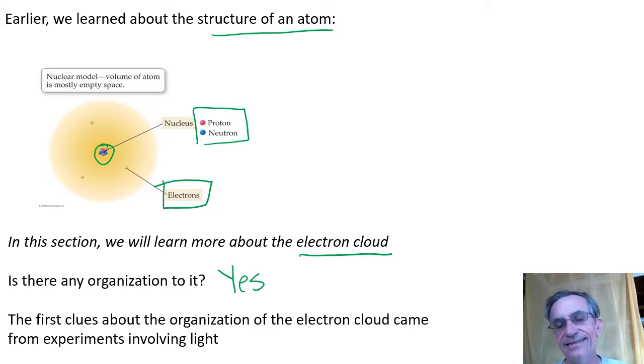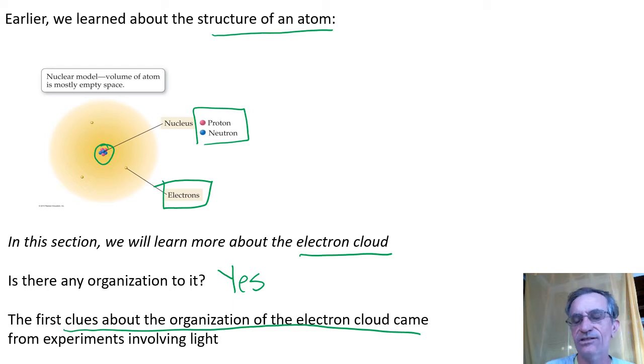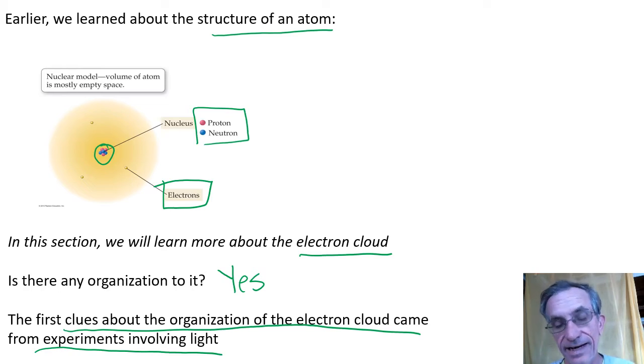Before we get into that, we need to talk a little bit about light. Why are we talking about light? The first clues to how this electron cloud is organized came from experiments involving light. So before I can tell you about the electron cloud, I have to tell you about light. Let me flip to the next slide, and we'll spend this entire first part of the lecture learning about light.